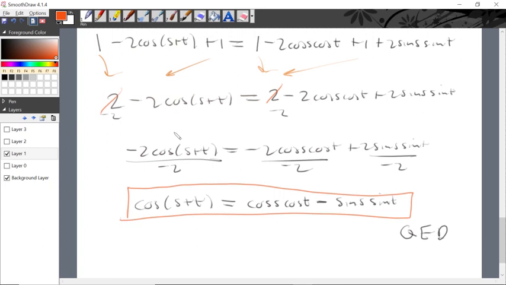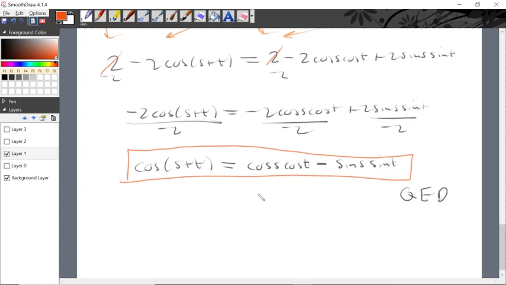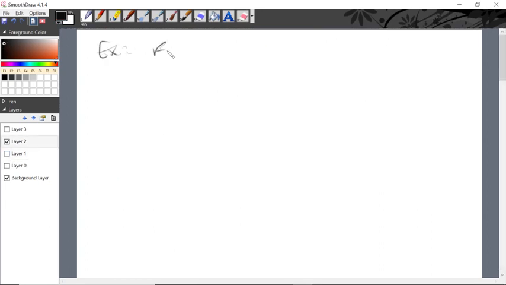Okay, so some heavy geometry and algebra there to get to this result. Now that we have this result, we can use it in a variety of ways for numerical examples and for doing further proofs. Let's take a look at a numerical example where we might use this. Example. Find the exact value of the cosine of 7 pi over 12.